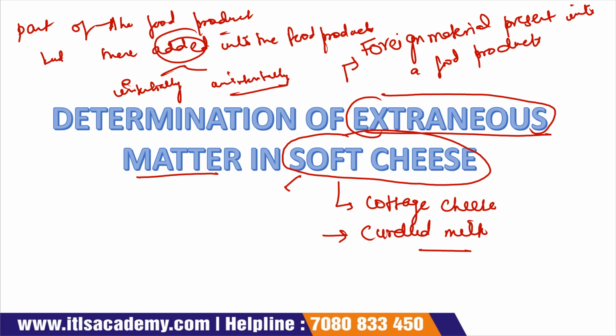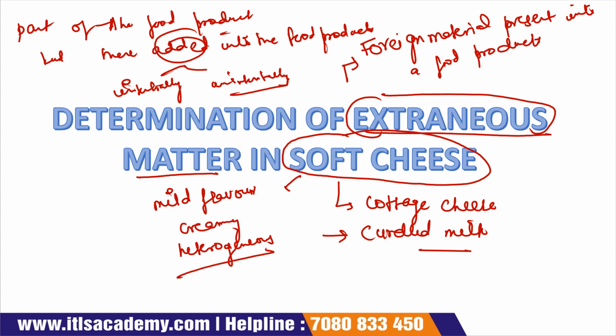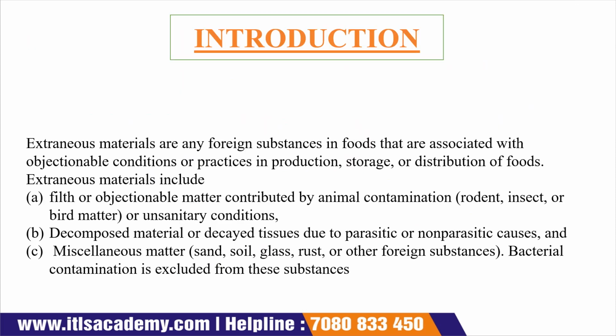They have a mild flavor, and they are creamy and heterogeneous, okay. So these are the qualities of this soft cheese. Now, the introduction: extraneous materials are any foreign substances which are added or present in a food, and this will be considered objectionable, okay, which means that it will cause damage to the health of human beings or create a hazard.